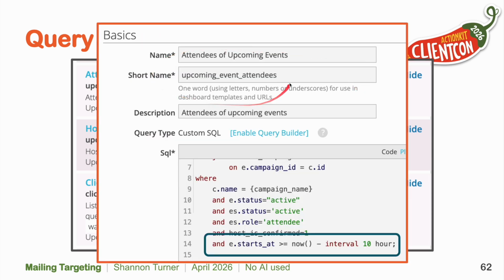In some cases, the report will use the query builder. In other cases like this one, you may need to read a bit of custom SQL. This says that the attendees of upcoming events report defines upcoming as an event that starts within the next 10 hours. So you can always edit that to make it your own if you have a different definition for what upcoming means to you and your organization. Maybe you would prefer to recruit 24 hours in advance or 48 hours in advance, just as an example.